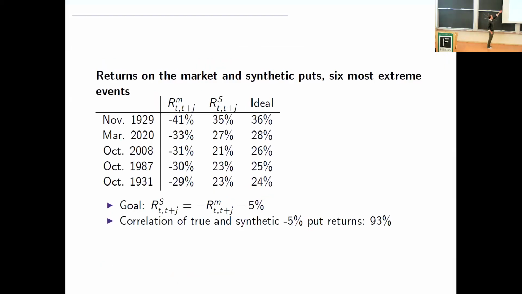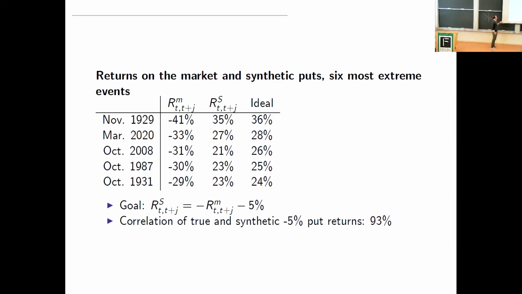This is a list of just what are the most extreme. What we did is in every single big crash, so 1929, 2020, 2008, 87, 1931, we look at what is the 21-day trading window where the market fell by the most, right? What is the very worst period? So in 29, there was a minus 41% month. In that month, what did our synthetic option give you? If you had been trading a synthetic option, you would have earned a return on this 5% out of the money put of plus 35%. So you were about as close as you could be, right? You wanted 36%, that's what you should have gotten. You missed it by 1 percentage point.